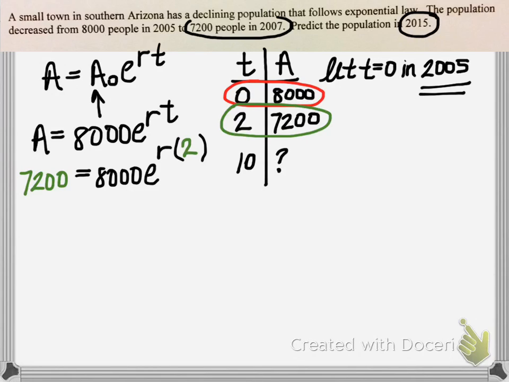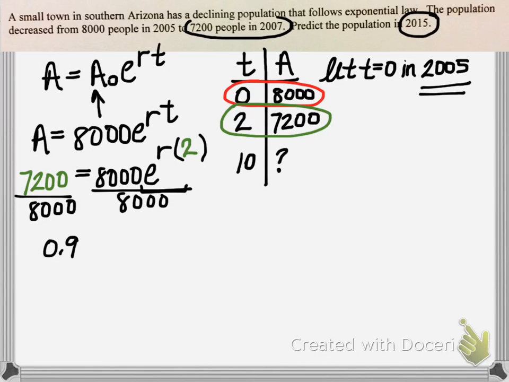And now you have an exponential equation to solve. So you begin by isolating this exponential quantity. So we'll divide both sides by 8,000. And you want to simplify this fraction on the left-hand side. Remember, you do not want to round. So 7,200 divided by 8,000 is going to simplify to 0.9. And that's an exact decimal.